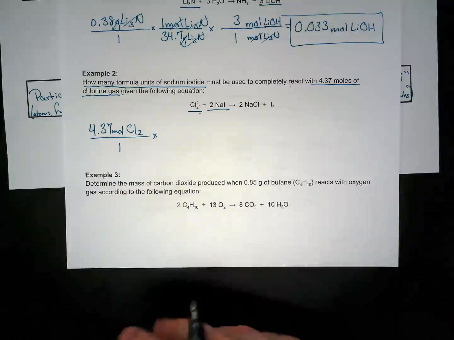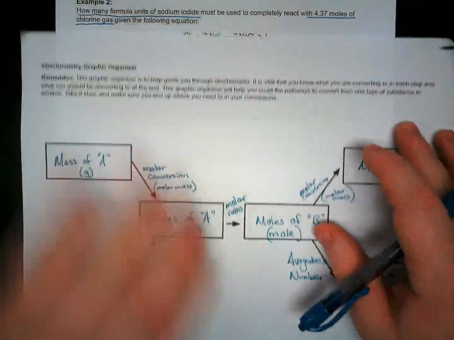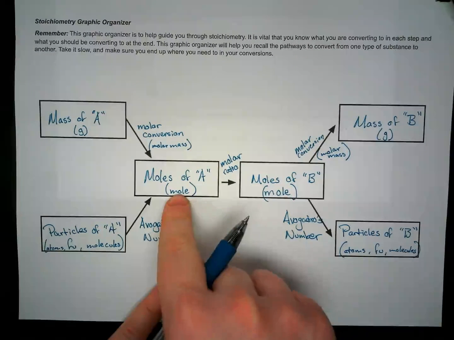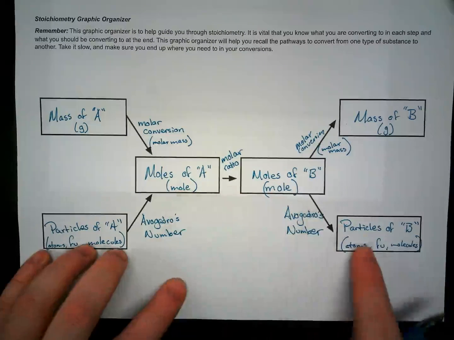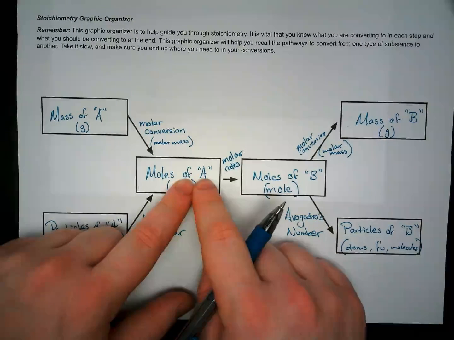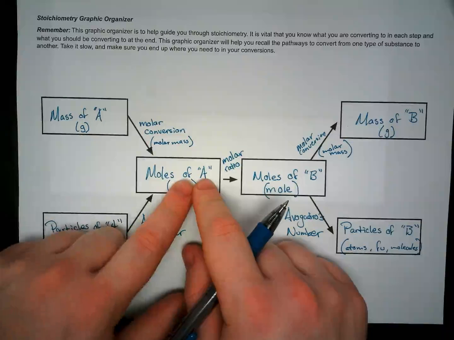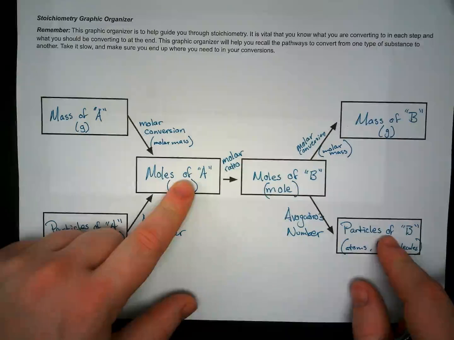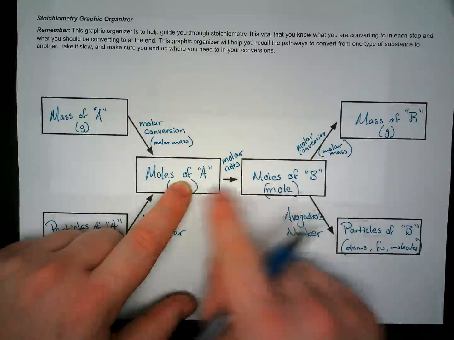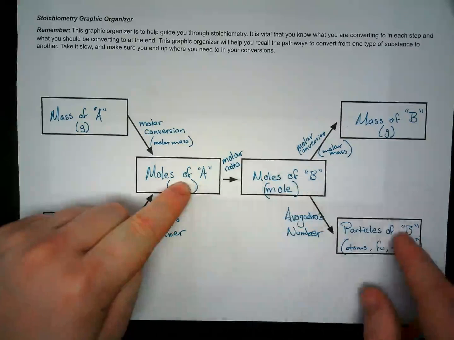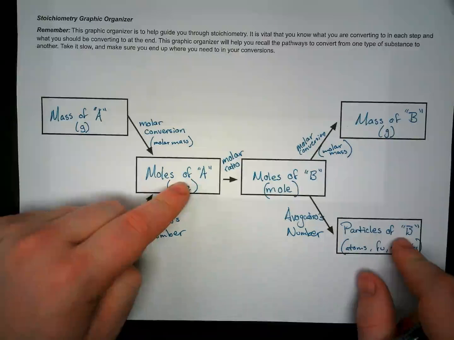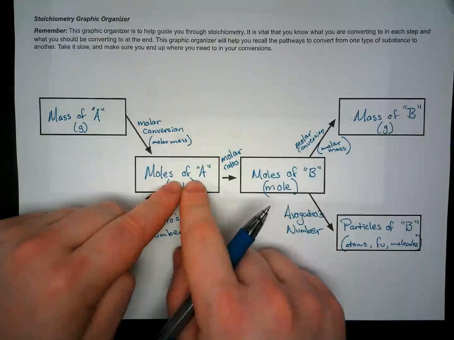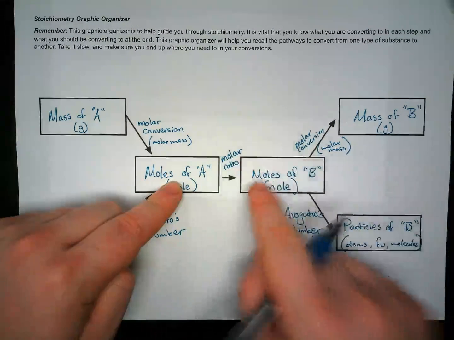And let's try to figure out what we're doing here. Let's try to figure out, using our graphic organizer, where we're going. So again, we're going to start with moles of A, and where we want to end is particles of B. So our A substance in this case is going to be chlorine gas. Substance B is sodium iodide. And we want to go from moles of A, moles of chlorine gas, to molecules, formula units, of sodium iodide. We want to go here. So in order to do that, we have to go from here to here, and then here to here.